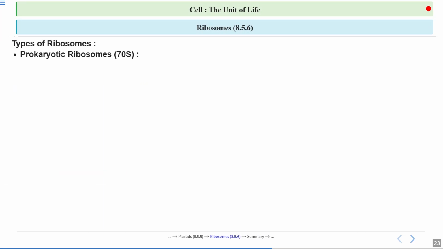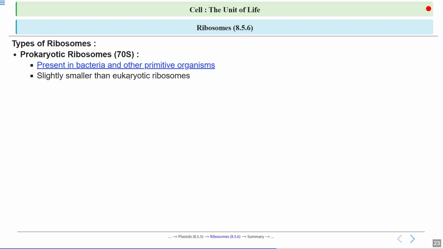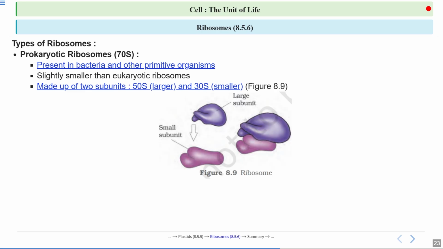Now, prokaryotic ribosomes are of the 70S type. They are present in bacteria and other primitive organisms. They are smaller in size compared to eukaryotic ribosomes, made up of two subunits: 50S, which is the larger subunit, and 30S, which is the smaller subunit. Together they make the 70S ribosome.